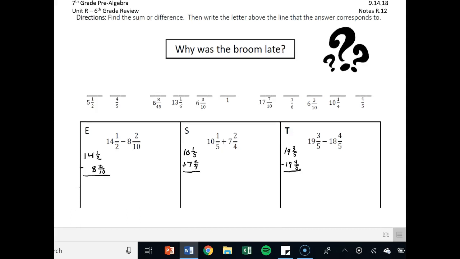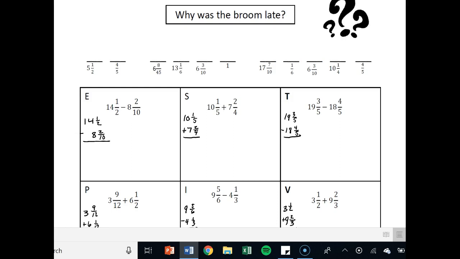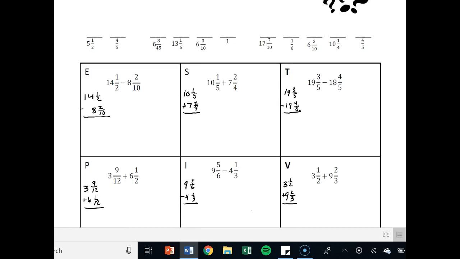It's our final day on subtracting fractions. We're going to move on to the other operations next week. So let's make sure by the time we get out of here today, we know exactly what we're doing with this stuff.